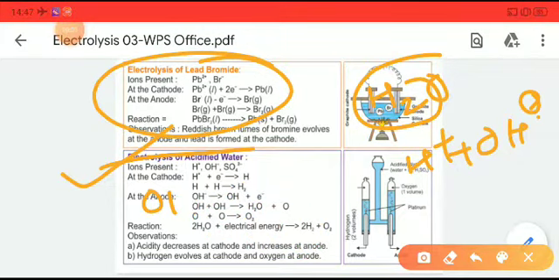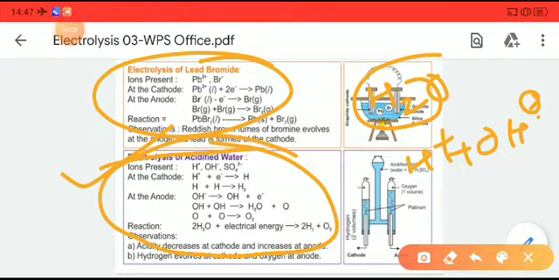Okay, so that is the reaction mechanism that will be taking place, and all of the reactions are summarized in this slide as well. So that is for now today.